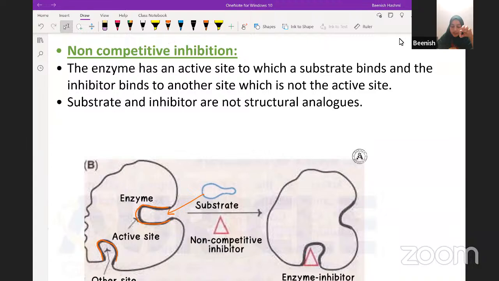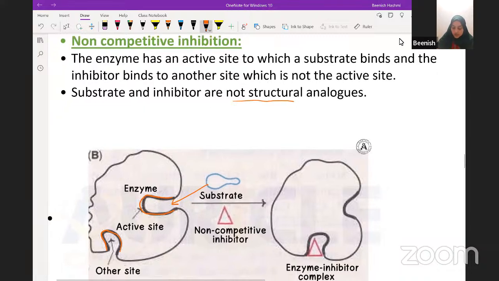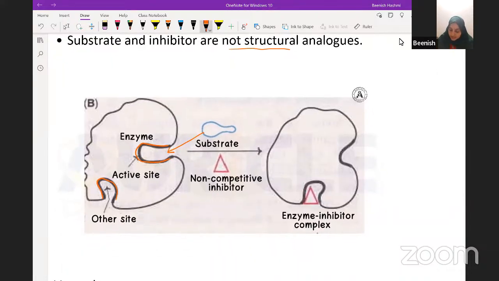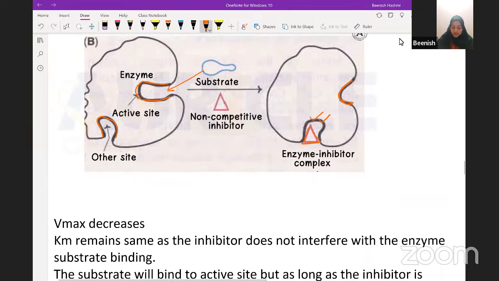Now the substrate and the inhibitor are not structural analogs. This is also in contrast to competitive inhibition, where they were structural analogs of each other, and both points go hand in hand. Since they're binding to the same site, they need to be structural analogs. And here the binding sites are different, so it does not matter whether they resemble each other or not. So you see the inhibitor is binding to some other site present on the enzyme, and not on the active site.